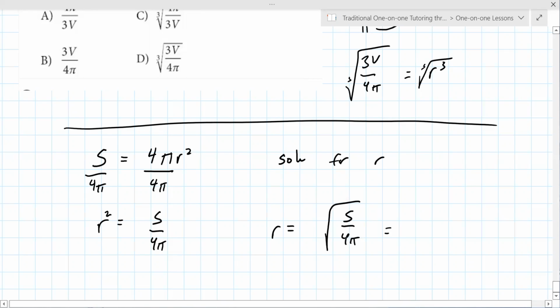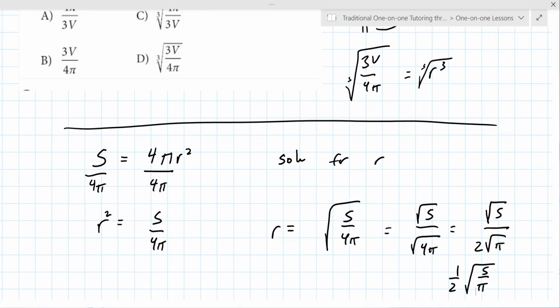The problem with this is that 4 you can actually take the square root of and put it 2. Yeah, so it might actually be like this: S over 2 square root pi. It might be 1/2 square root S over pi. There's a couple of ways it could appear. Not super important, but that is it. So, okay, this is a good question for us to do on this topic.